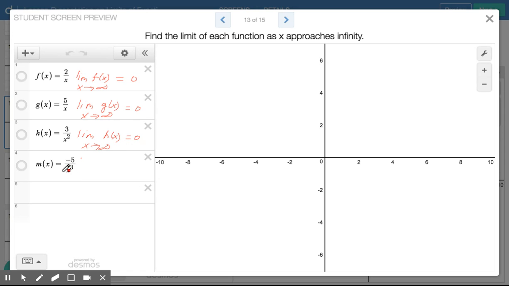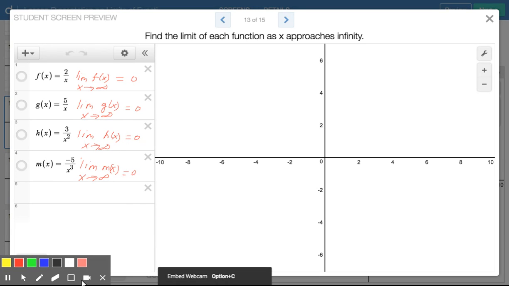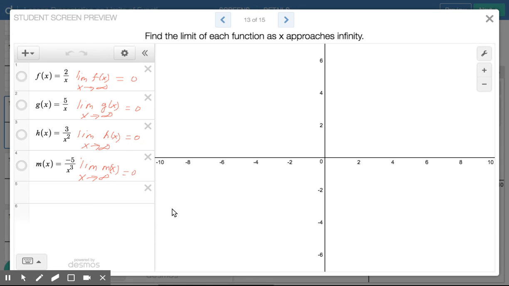And for m of x, when we cube that very, very large number, then we get a very, very large number. And when we divide negative 5 by that very large number, the answer will be very, very close to 0. So we'll say that the limit of m of x as x approaches infinity is equal to 0. Now, let us look at the graphs to see if our answers are agreeing with the graphs.